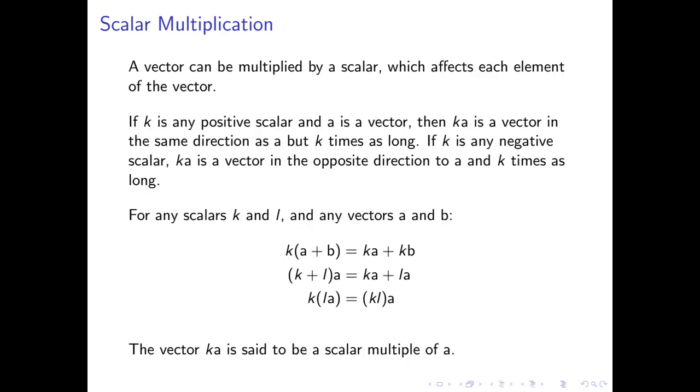Here we go on to scalar multiplication. A vector can be multiplied by a scalar, but before I go on, what we need to understand is what a scalar is. A scalar is just one number. For instance, 1 is a scalar, 2 is a scalar, 100 is a scalar, and k is a scalar. C is a constant, which is a scalar. So we have these as scalars, which are not vectors.